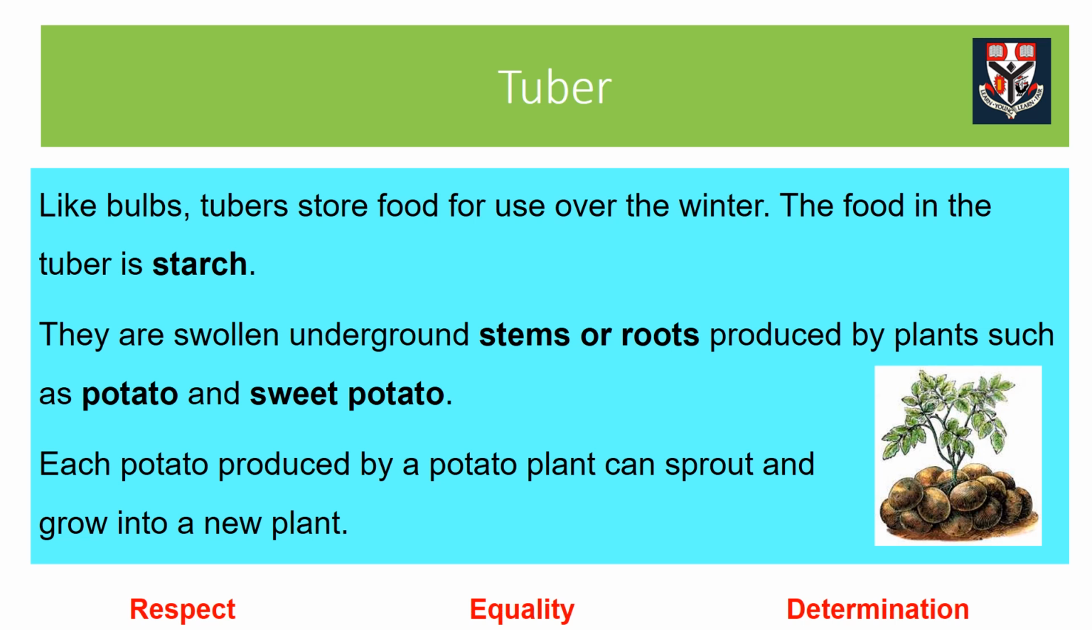Tuber. Like bulbs, tubers store food for use over the winter. The food in the tuber is starch. Tubers are swollen underground stems or roots produced by plants such as potato and sweet potato. Each potato produced by a potato plant can sprout and grow into a new plant.